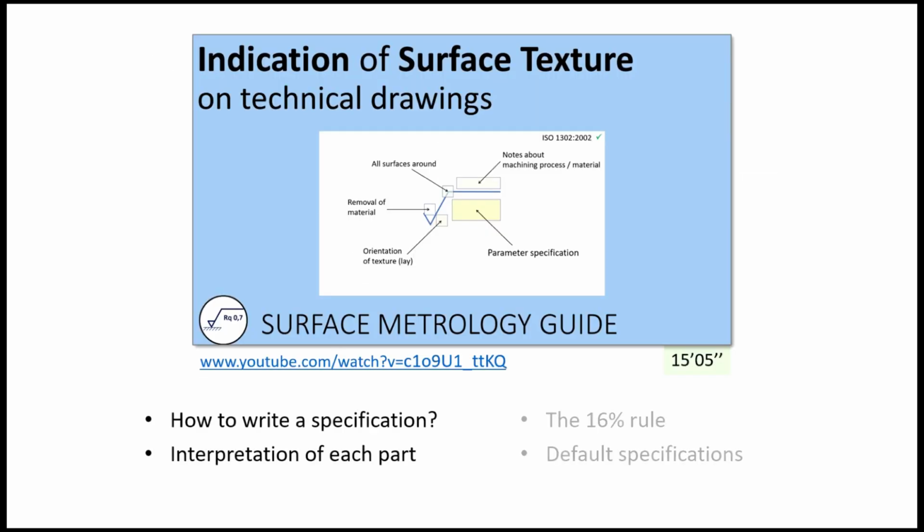For more information on surface texture indications and the root symbol, see the video, Indications of Surface Texture on Technical Drawings, linked below. This video explains how to read and interpret each part of the symbol, the 16% rule, and the default settings that are often omitted.